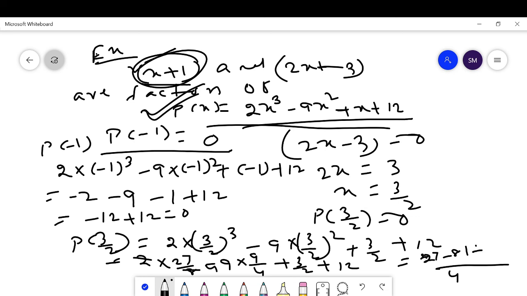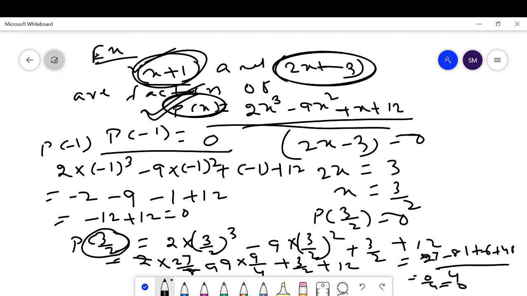Minus 81 plus 6 plus 48. This is 0 upon 4, which is equal to 0. We find that p(3 by 2) is equal to 0. Then by using the factor theorem, we get that 2x minus 3 is a factor of p(x).